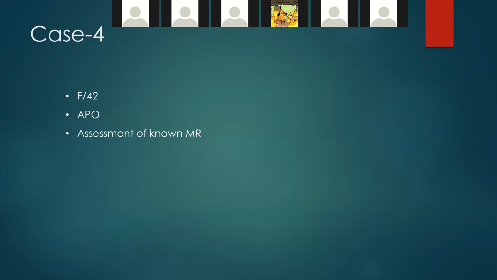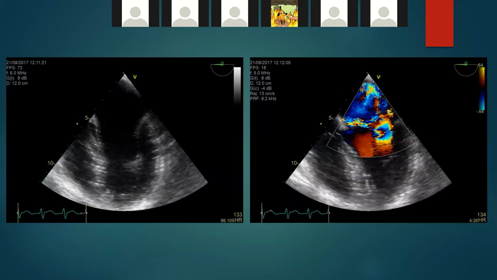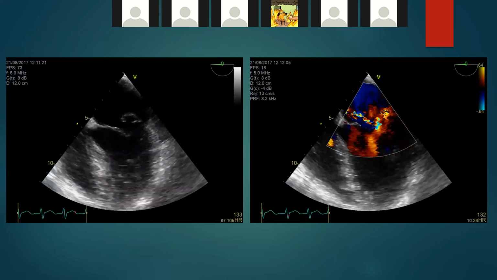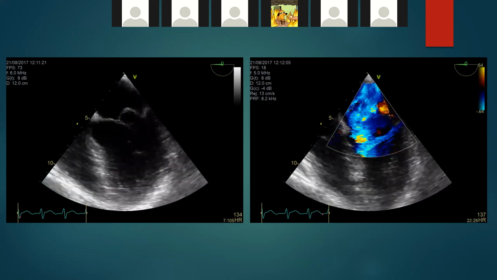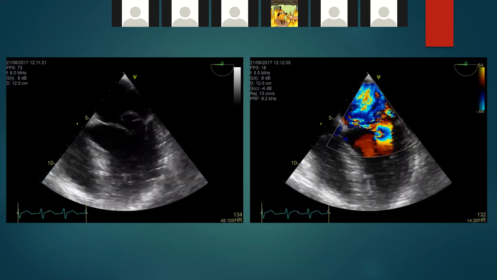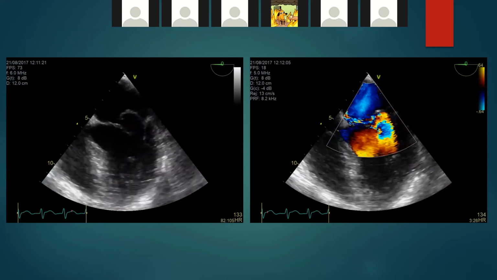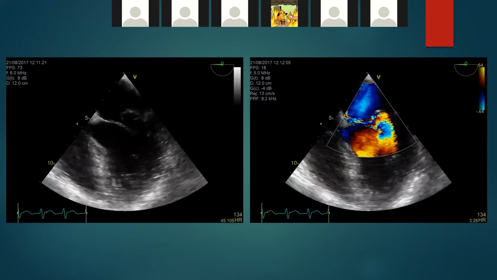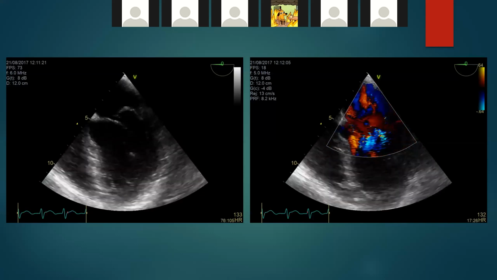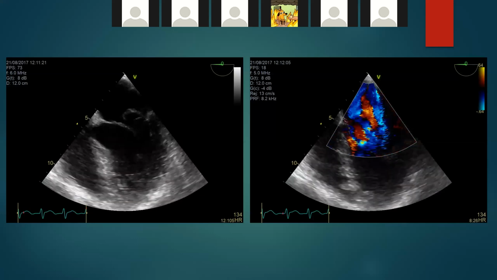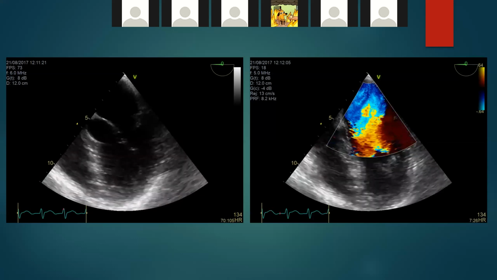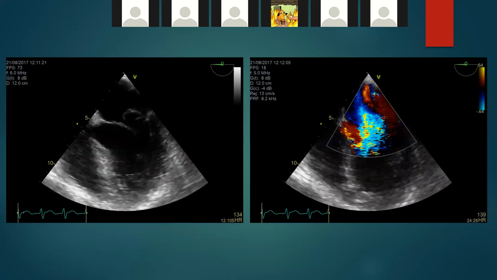So a 40-year-old lady, presented with APO, so for assessment of MR. Okay, so this is mid-esophageal, transesophageal, mid-esophageal 0 degrees, on the left-hand side showing prolapse of the posterior mitral valve leaflet, more likely P2 in this, and showing torrential mitral regurg on the color Doppler flow, which is an eccentric jet, although it's huge.